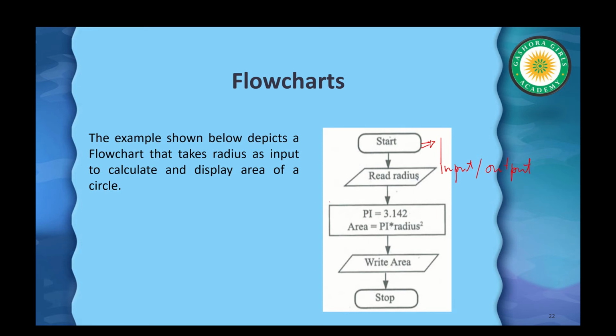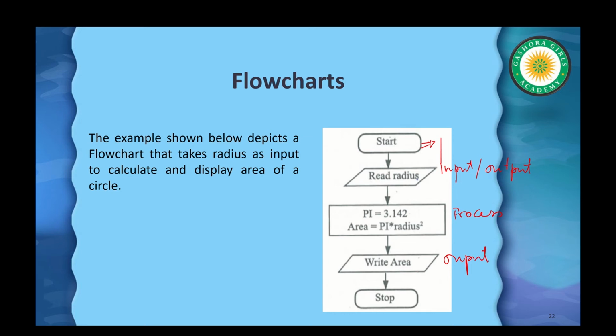Then here we have this rectangle, which represents a process. So the process here will be to assign the value of pi, and to calculate the area by taking pi times radius squared, power 2. Which means it's radius times radius. So this is a process of calculating the area. Again, here we have the same symbol for the output.